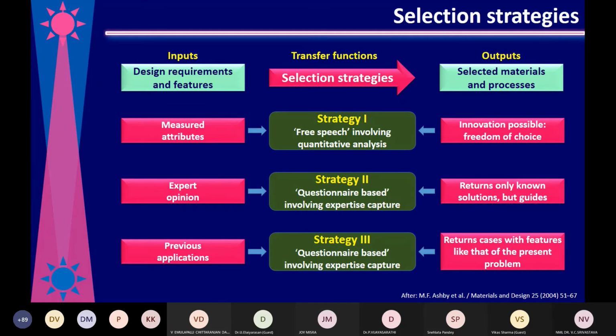Yeah. And then there is a third strategy where you depend upon previous applications. You have a product and you go to see what similar kinds of products there are and what materials and processes they use. So there you don't have much of an innovative way. You return with the cases with features like that of the present problem. All the people use that and we also use. Anyway, the first strategy is the best strategy in today's time because that gives you the possibilities of innovation.